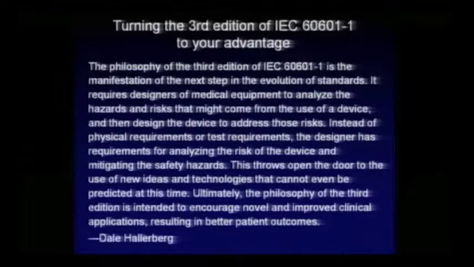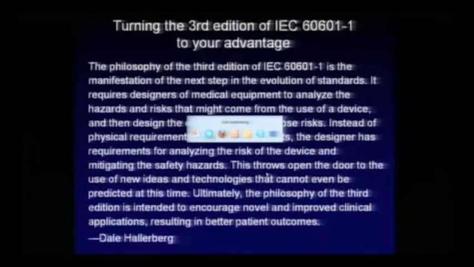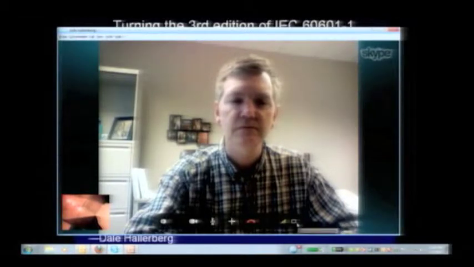You write, "The philosophy of the third edition of IEC 60601-1 is the manifestation of the next step in the evolution of standards. It requires designers of medical equipment to analyze the hazards and risks that might come from the use of a device, and then design the device to address those risks. Instead of physical requirements or test requirements, the designer has requirements for analyzing the risk of the device and mitigating the safety hazards. This throws open the door to the use of new ideas and technologies that cannot even be predicted at this time. Ultimately, the philosophy of the third edition is intended to encourage novel and improved clinical applications, resulting in better patient outcomes." So, is the third edition of the standard basically about mitigating risk and encouraging innovation, in your mind?